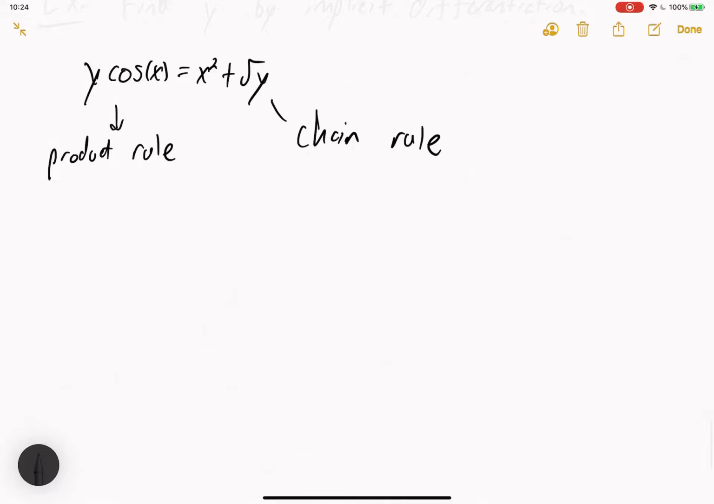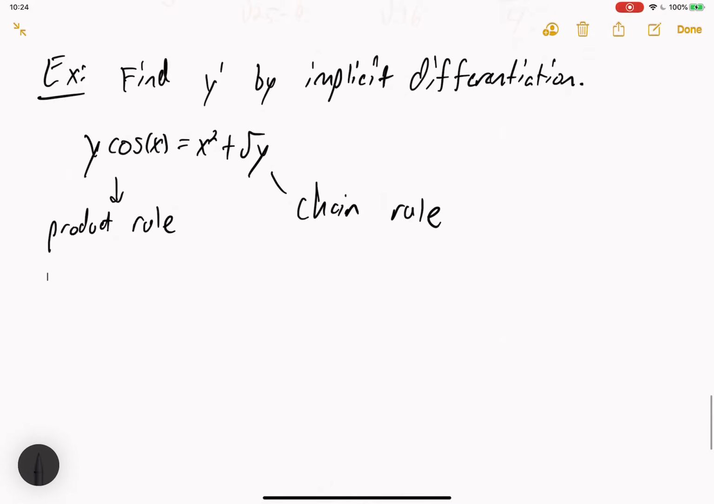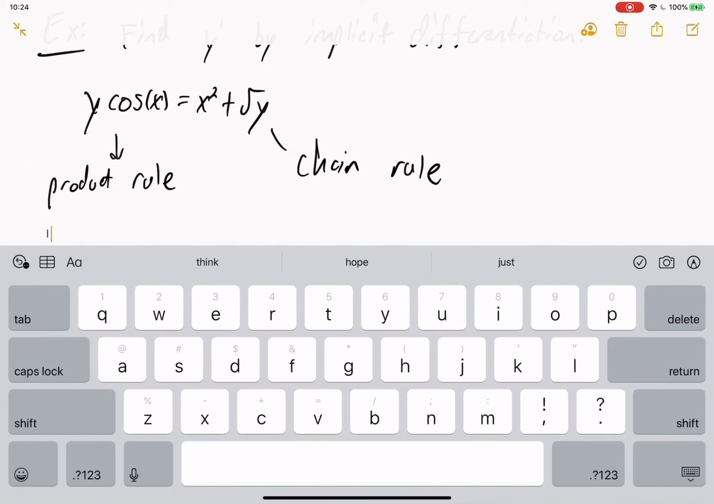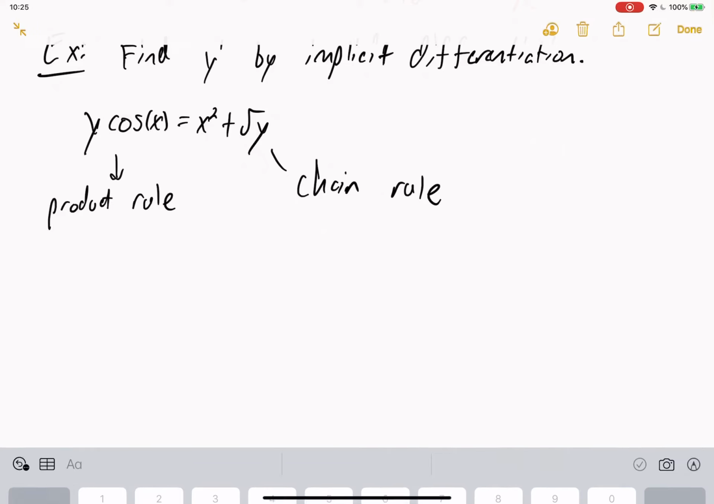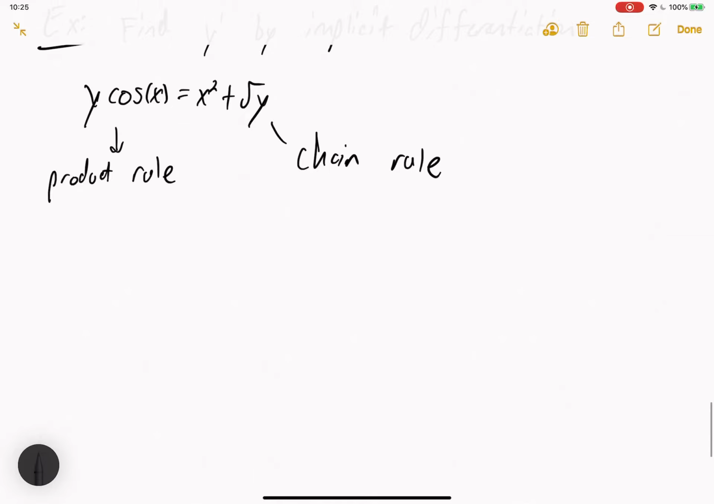So what does this mean? Let's do, whoops, I hate when that happens. That's going to ruin everything. Okay, delete. Okay. So what that means is, the first thing we need to do is a product rule on the first piece.